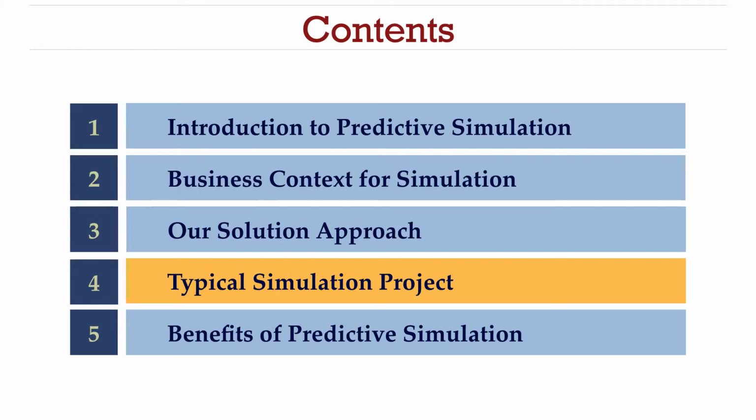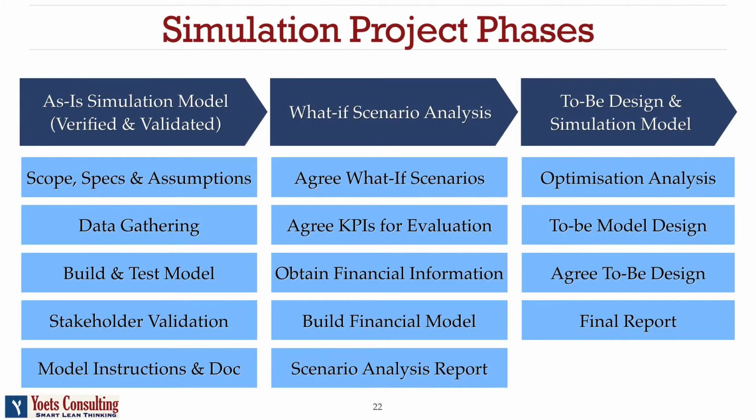Now let's look at a typical simulation project approach. Simulation project phases are 3 of them here, as you can see. As is, the simulation model is initially developed, verified and validated. We get the scopes and specs and assumptions, etc. We get the data, build and test the model, and verify with the stakeholders. In the end, if you want to use that model to simulate for yourself, we can provide the instructions on how to use the model, and we also document what we have done.